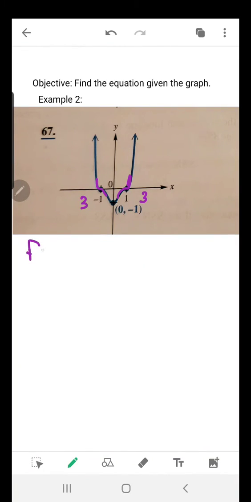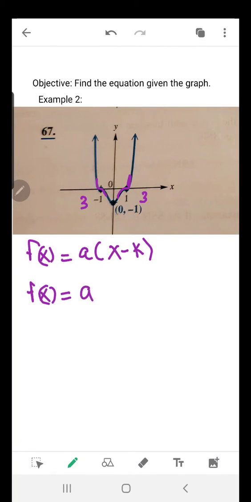So remember, it's f of x equal to a times x minus k. In this case, we have 2 k's. So we have f of x equals a times x plus 1, and we have x minus 1. And we know what our degrees will be, but we don't put that until the end, because right now we have to find a.